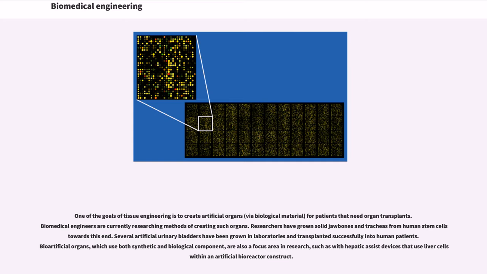Researchers have grown solid jawbones and tracheas from human stem cells towards this end. Several artificial urinary bladders have been grown in laboratories and transplanted successfully into human patients. Bioartificial organs, which use both synthetic and biological components, are also a focus area in research, such as with hepatic assist devices that use liver cells within an artificial bioreactor construct.